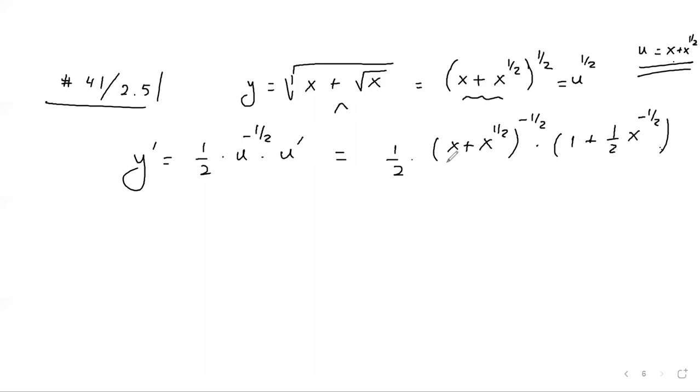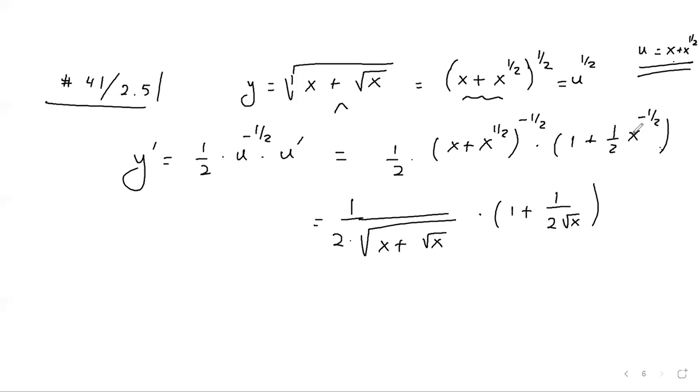Over here I have 1 over 2 times, and I can put the square root here because I had x plus x to the 1/2 to the negative 1/2. So the square root of x plus x to the 1/2, which is itself the square root of x. And over here I could say 1 plus 1 over 2 square root of x. Why is that? Because 1/2 times x to the negative 1/2 is 1 over square root of x.